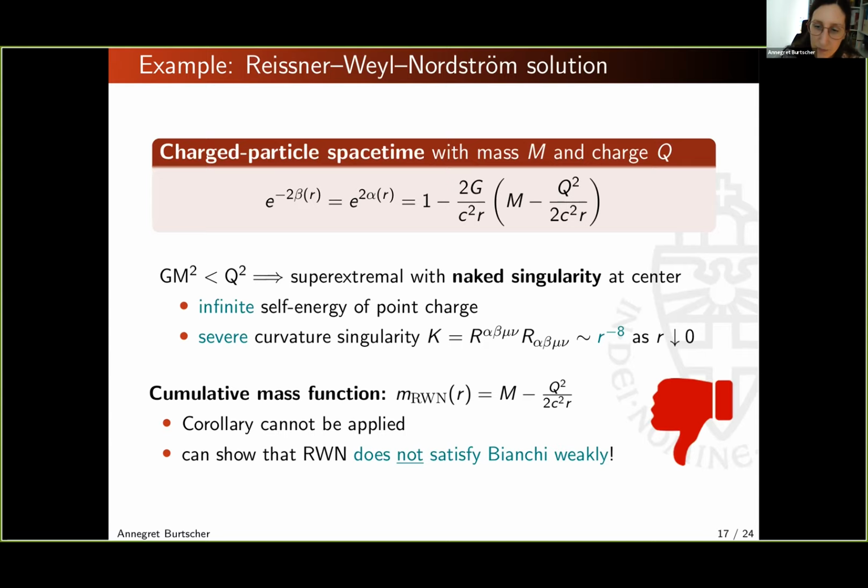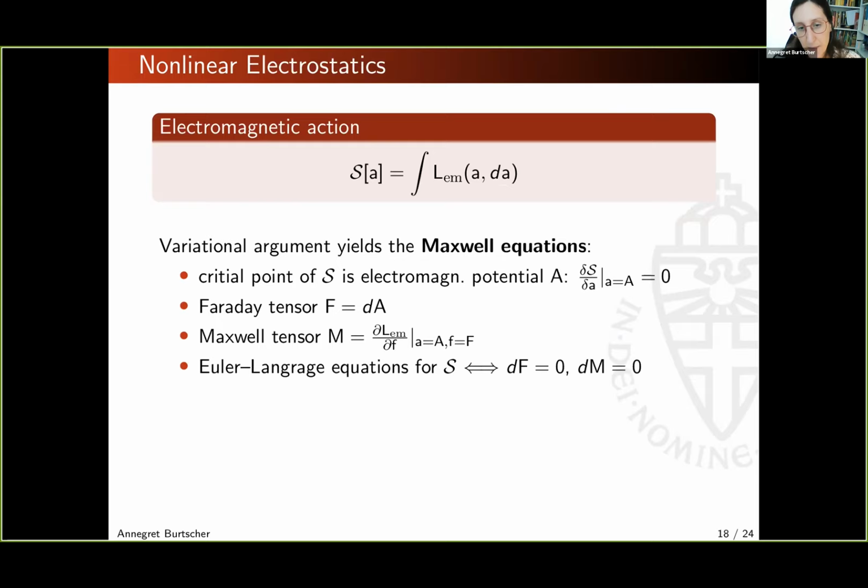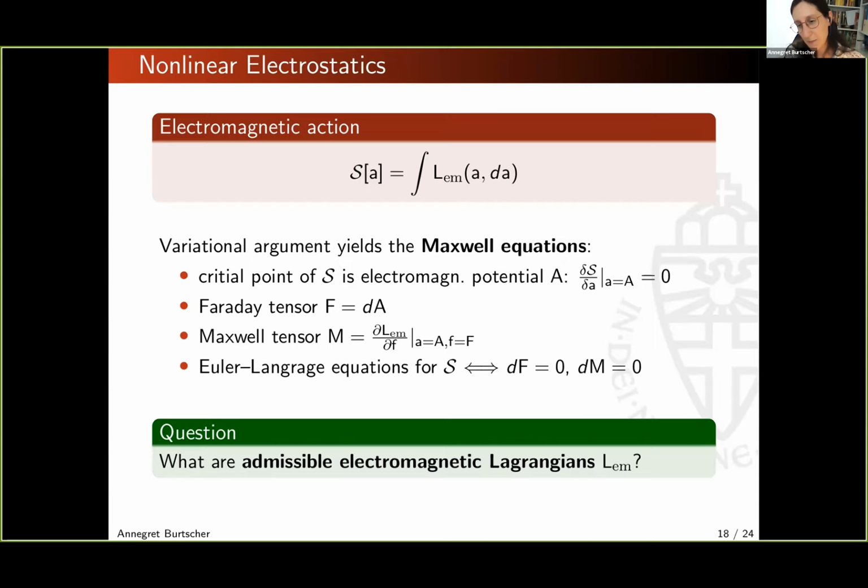However, one can find other electromagnetic theories via an action and a Lagrangian. This is basically just deriving the Maxwell equations through a variational argument and obtaining them as the Euler-Lagrange equations of this action. And the question then translates to: what is a suitable Lagrangian? What is an admissible Lagrangian in order to obtain an admissible time-like singularity?